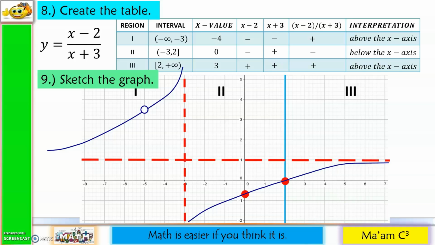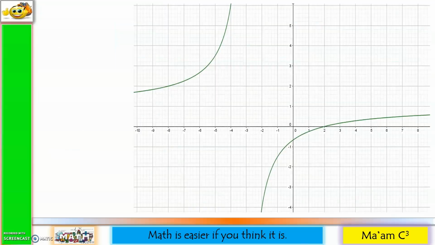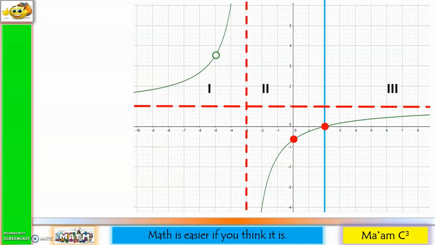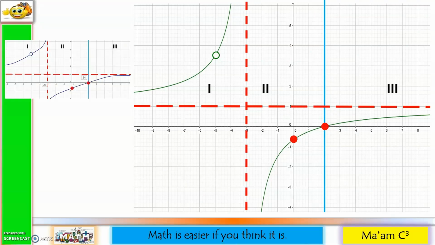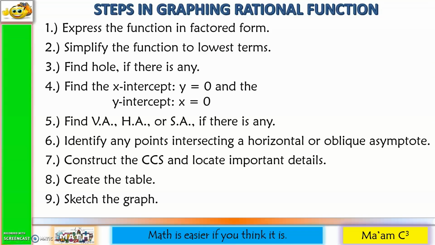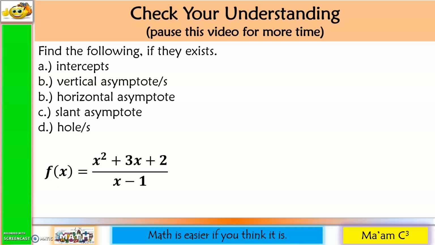Let's compare this with the one made using a graphing application. Let's recall the important details, and let us compare it with our graph earlier. This shows that our graph is correct. As a summary, here are the steps in graphing a rational function. Now it is time to check your understanding. Pause this video for more time.